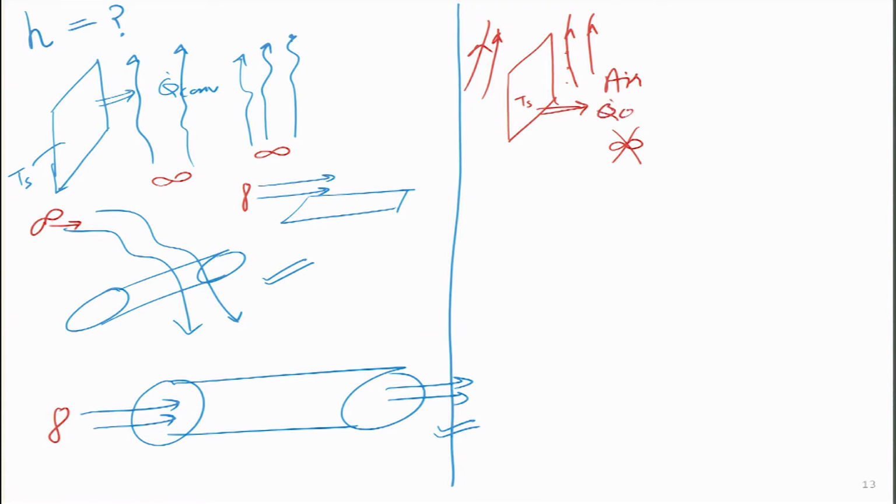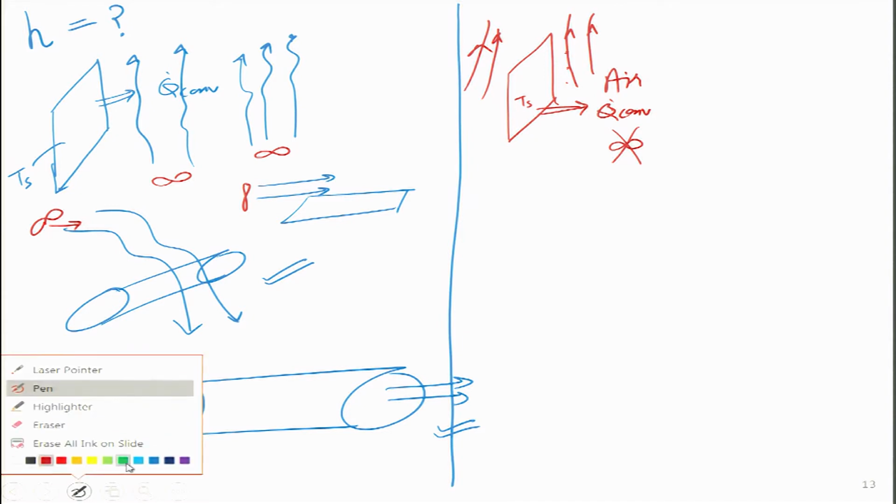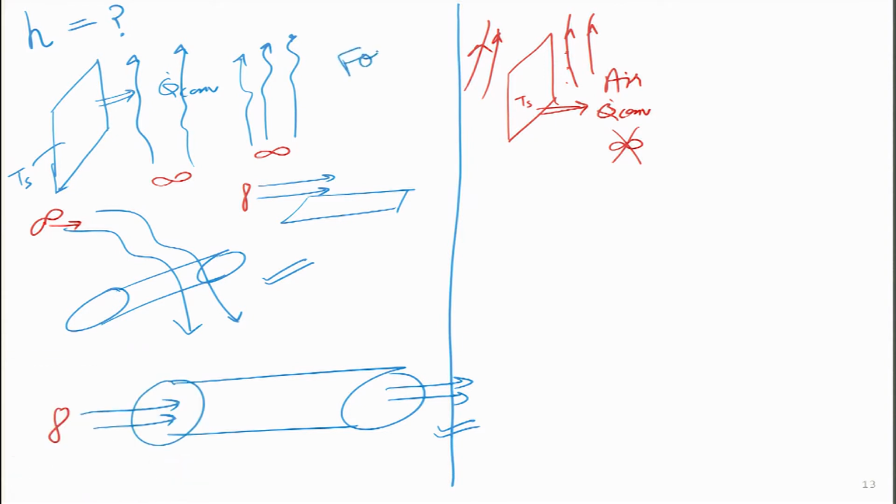Q dot convection will take place over here. So, whether it is the blue case, which I will write as the forced convection case, which is what we will study first in the first part, and in the second part we are going to study the red case, which will be the natural convection, or sometimes it is also called the free convection.